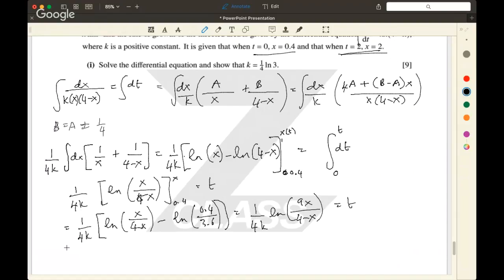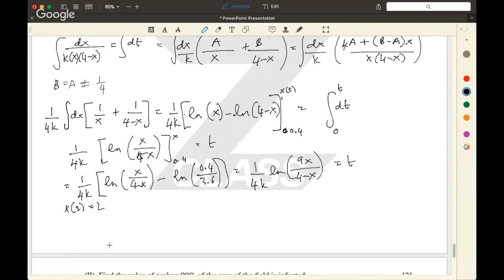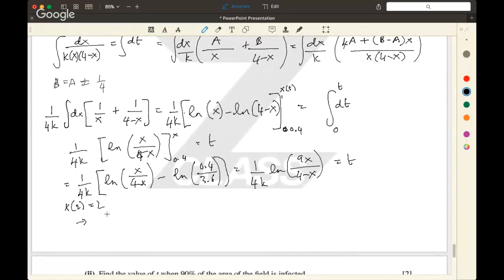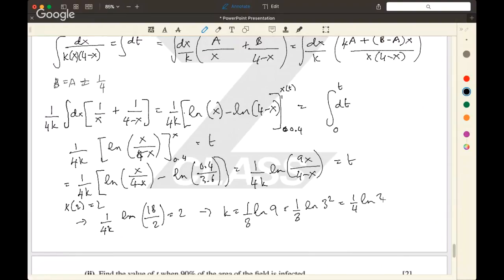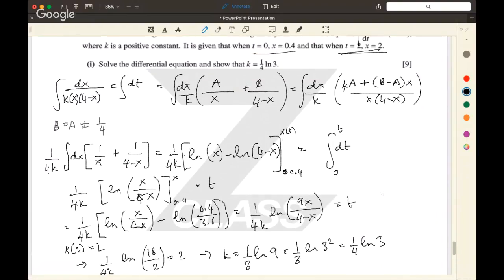Now I'm going to plug in that x of 2 is equal to 2, which is the second boundary condition that they gave us. And this means I've got 1 on 4k ln of 18 on 2 is equal to 2. This gives me that k is equal to 1 on 8 ln of 9, which is 1 on 8 ln of 3 squared, which is 1 on 4 ln of 3. And that is what we were asked to show.